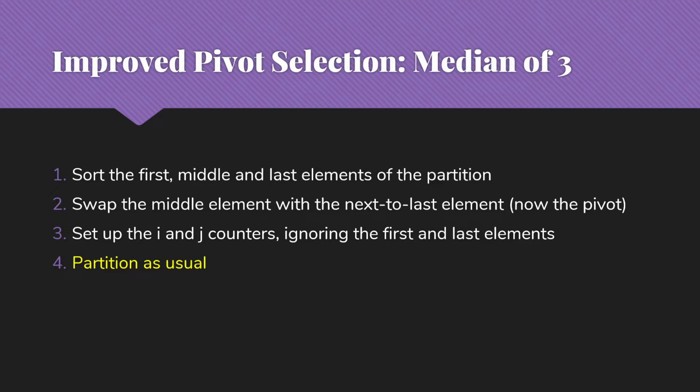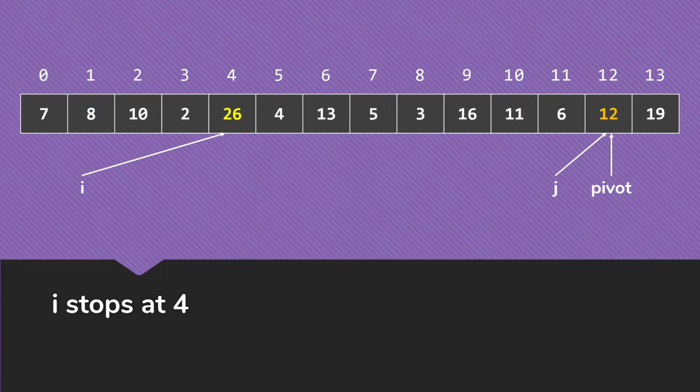Now on this particular array, this is going to end up looking much as it did the last time, because what was the last element in our original array is the median. So we will start working through with 12 as our pivot. We'll stop at 26, the value 26 at index 4, just as we did before. J will stop at index 11. We'll swap the 6 and the 26.